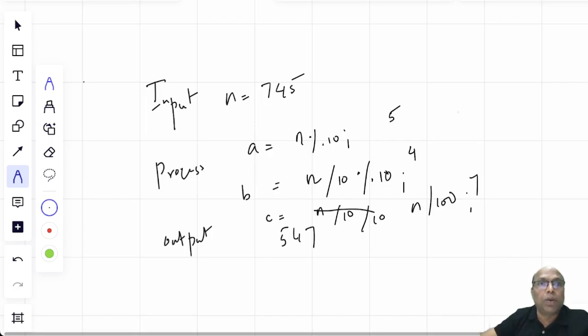Now what is the next step I need to do? I need to convert them. The 5 has to go to the hundreds place. Therefore, I am going to say a into 100. The 4 has to go to the tens place. Therefore, b into 10. And the 7 needs to go to the units place. Therefore, c into 1, which is c. This sum can be stored in a reverse variable, and you can solve this problem. Okay, let's see how to solve this problem.